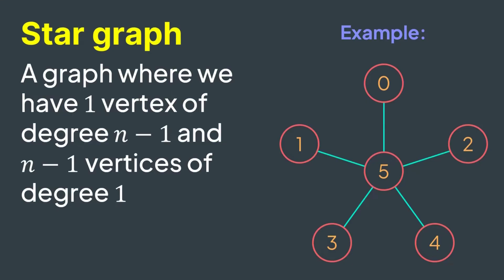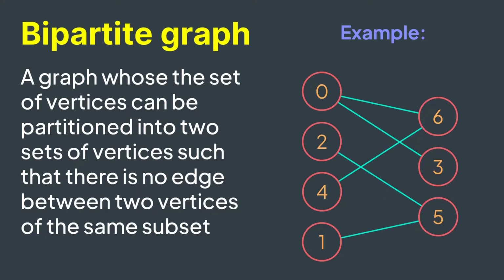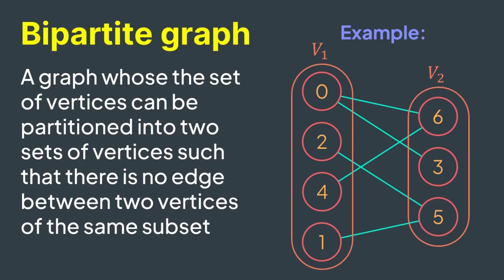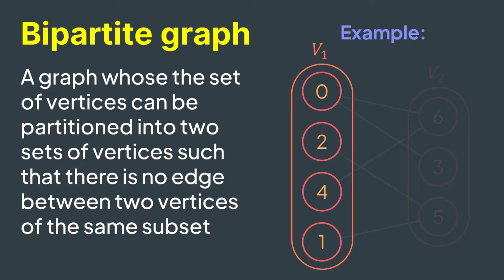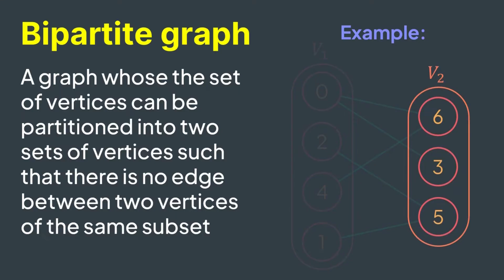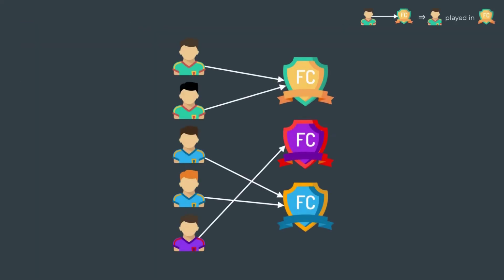Another type of graph is the bipartite graph. A bipartite graph is a graph whose set of vertices can be partitioned into 2 sets of vertices such that there is no edge between 2 vertices of the same subset. For example, this graph is bipartite because if we partition vertices this way, there is no edge between any 2 vertices of V1, and same thing for V2. A real-life example is players and clubs.